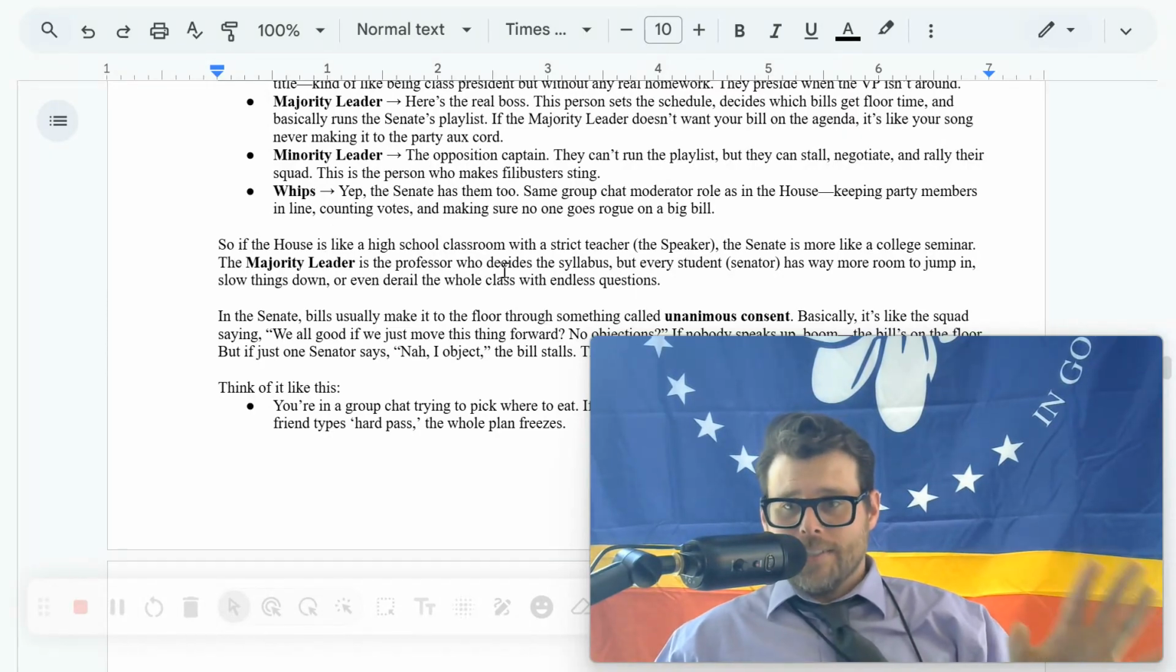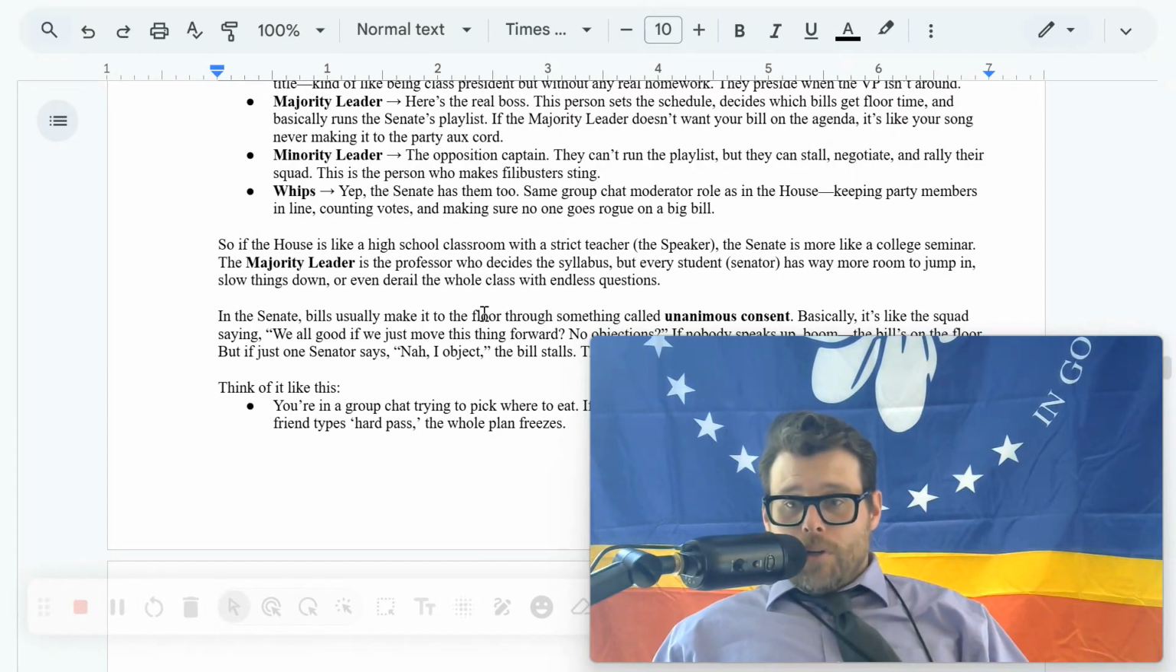And then also in the Senate, you have the whips. Yep, the Senate has them too. Same group chat moderator role as the House, keeping party members in line, counting their votes to make sure they're voting the way the party wants them to, and making sure no one goes rogue on a big bill. And they're voting the way their political party wants them to.